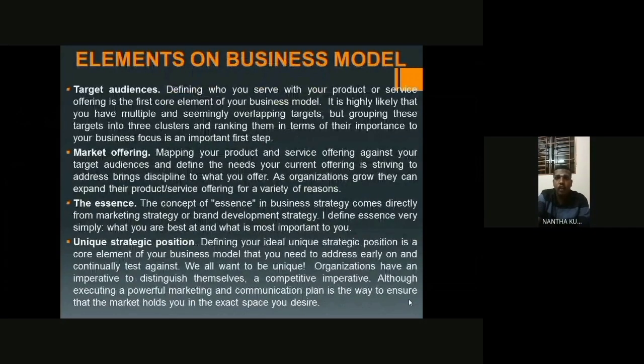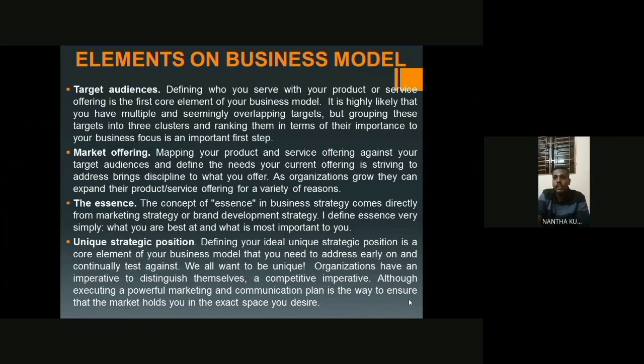Okay, now I would like to explain about elements of business model. Okay, first one is target audience. Defining who you serve with your product or service offering is the first core element of your business model. It is highly likely that you have multiple and seemingly overlapping targets, but grouping these targets into three clusters and ranking them in terms of their importance to your business model, business focus is an important first step.